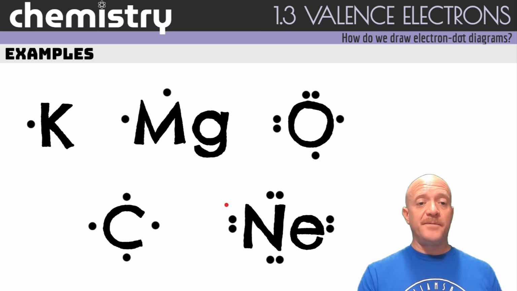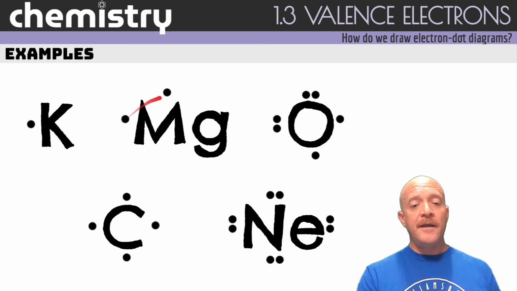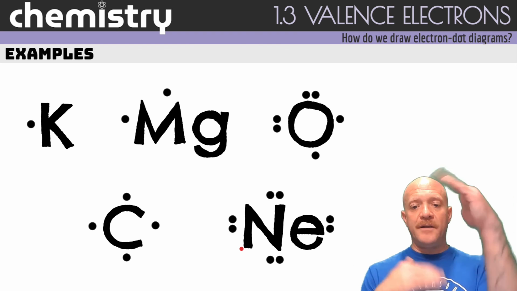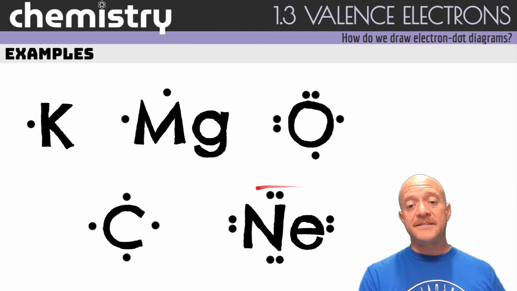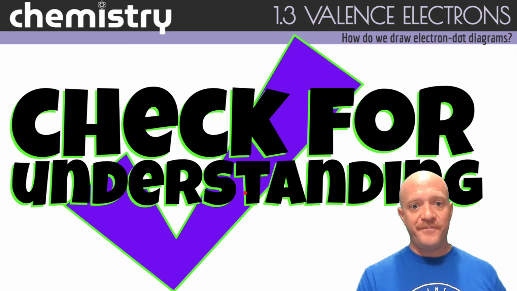Now here are some other examples of electron dot diagrams. Potassium has only 1 valence electron, magnesium has 2, oxygen has 6, carbon has 4, and neon has this wonderful octet where you have 8. So really what you want to do is draw them in a box. Like if you imagine there is a box. You don't want to have them coming out like a cross. I don't think you would lose points on a Regents, but this is the way that chemists do it, and I think this is the way that chemistry students should do it as well.